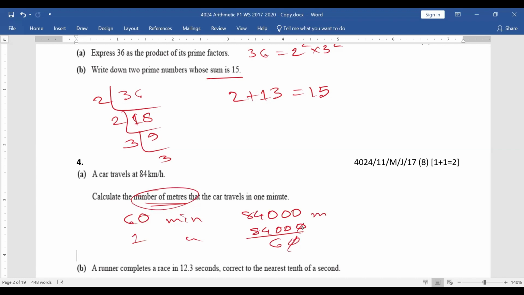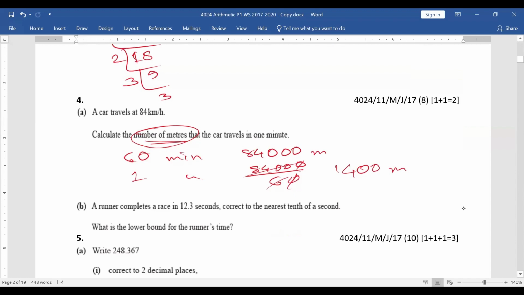Just cancel the zeros: 0 with 0, then 1 with 0, and 6. 6 times 14 is 84, right? 6 times 14 is 84. So it will be 14 and 2 zeros. You can do your calculation by yourself. So 1400 meters.